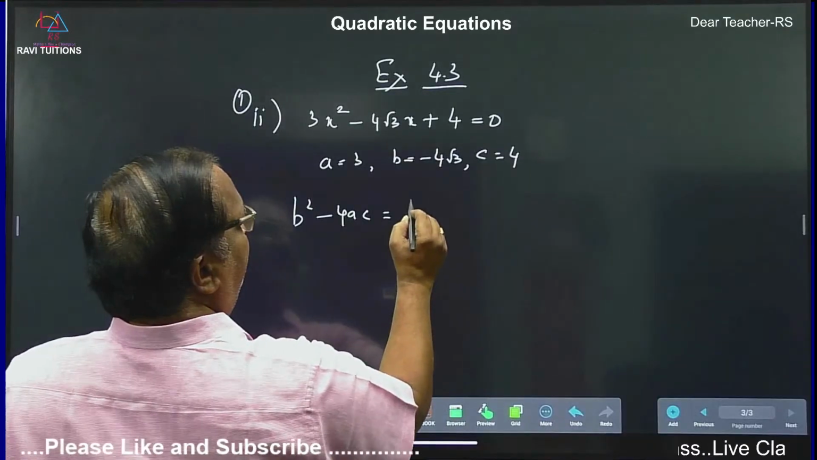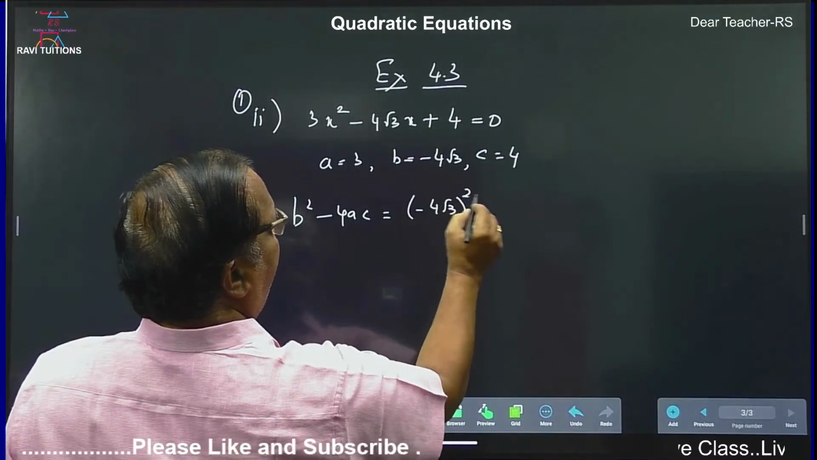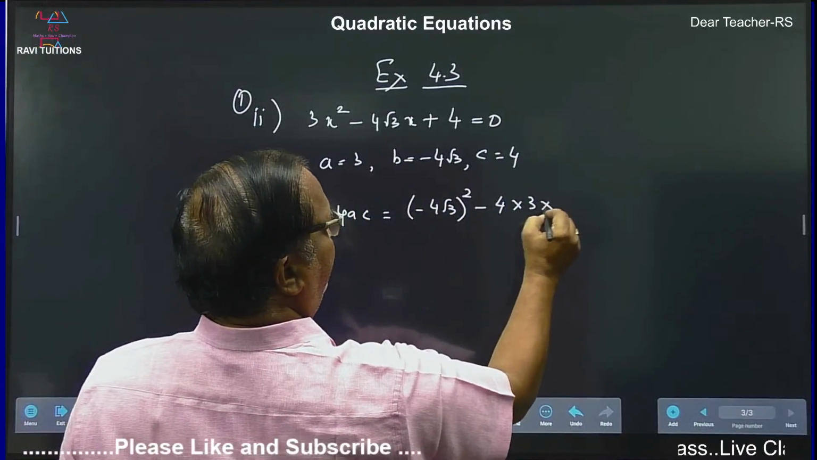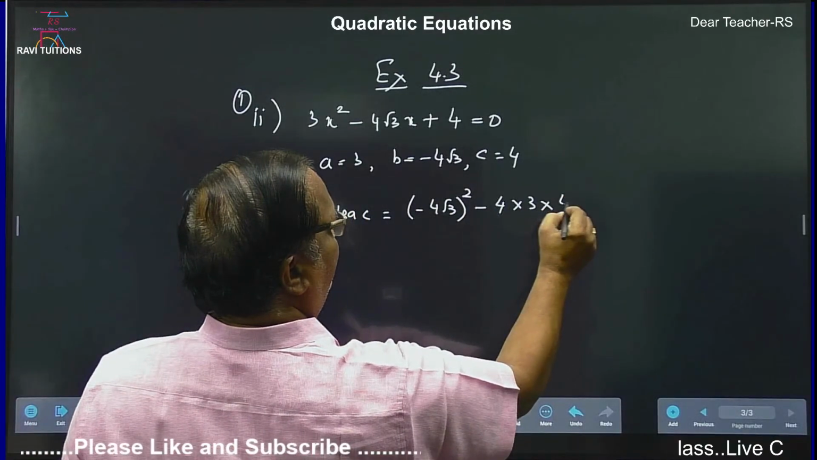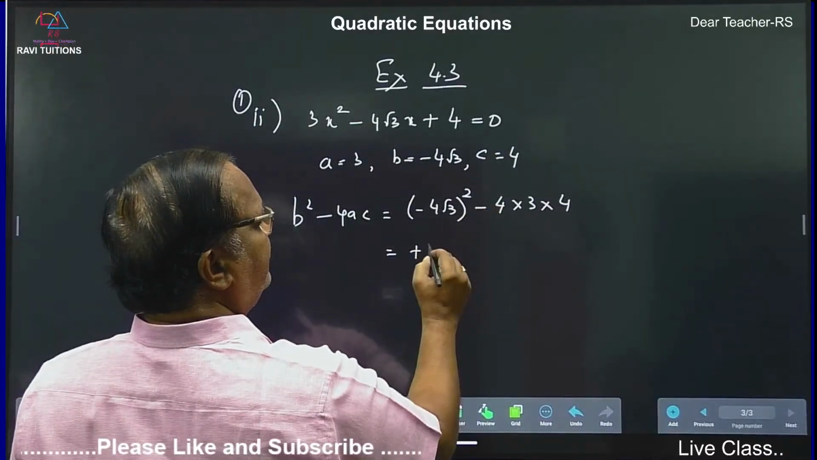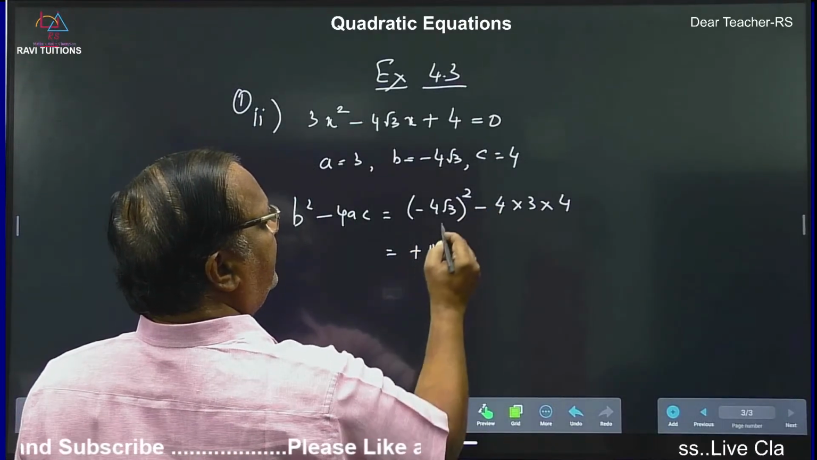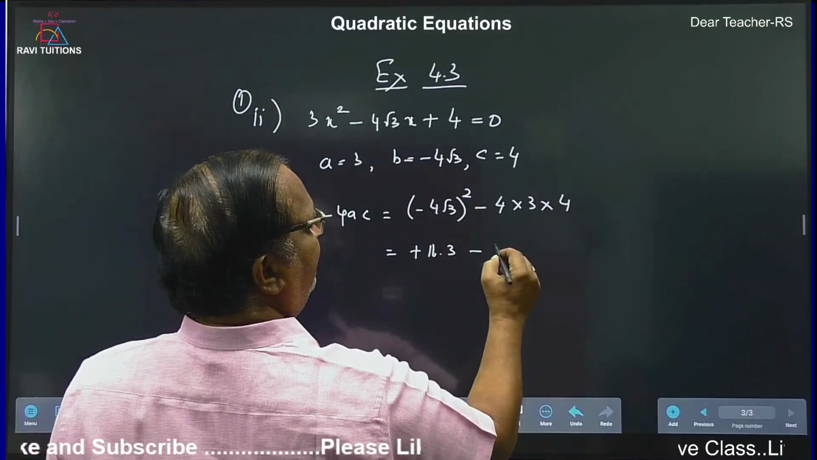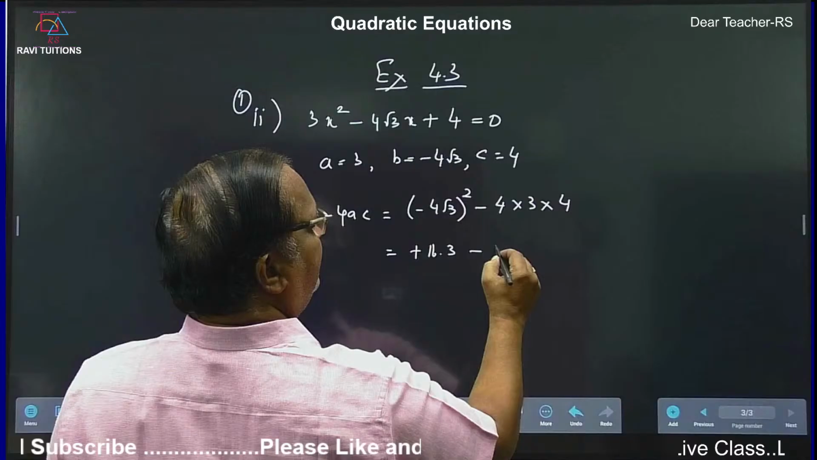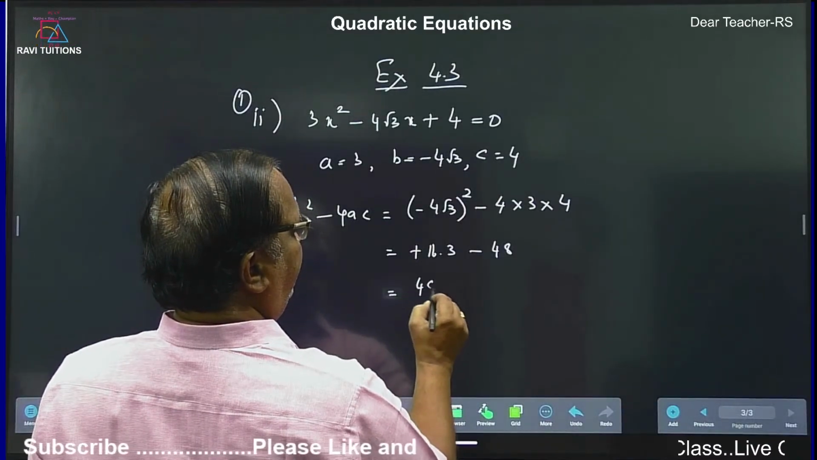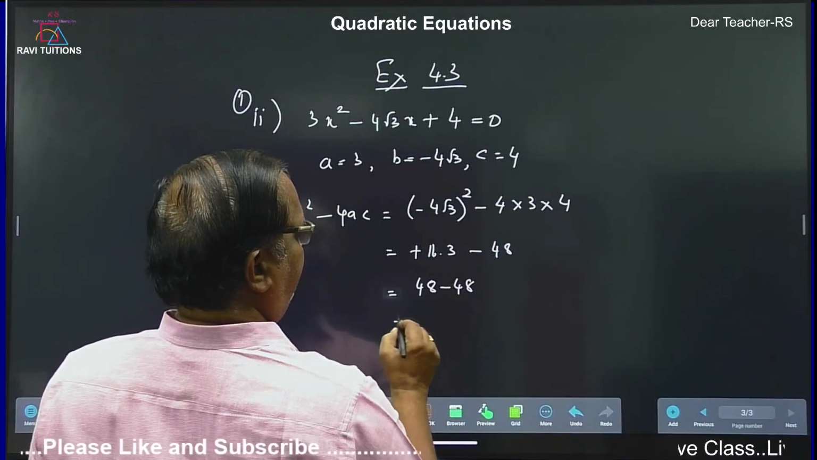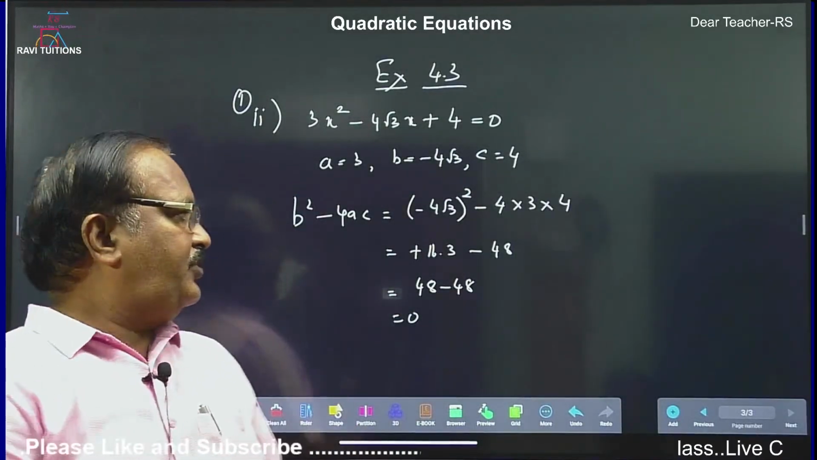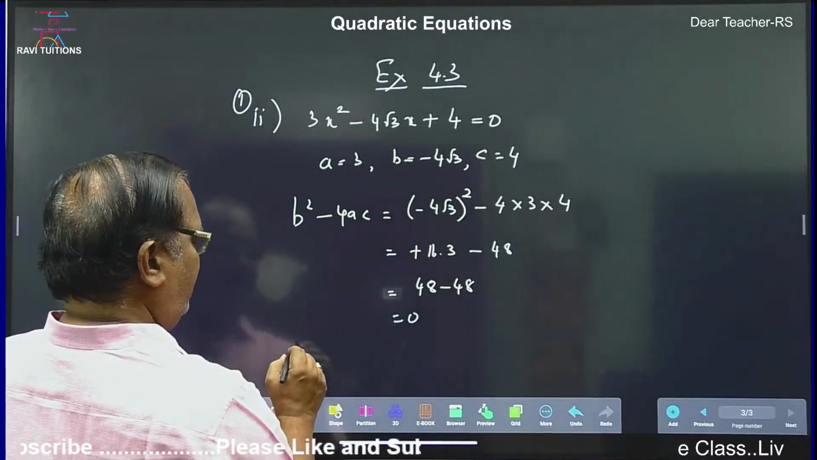B is minus 4 root 3 whole square. 4 into A is 3 into 4. So minus 4 root 3 whole square, 16 into root 3 whole square 3. 4 threes are 12, 12 fours are 48. So 48 minus 48 is equal to 0. So then 0 came.